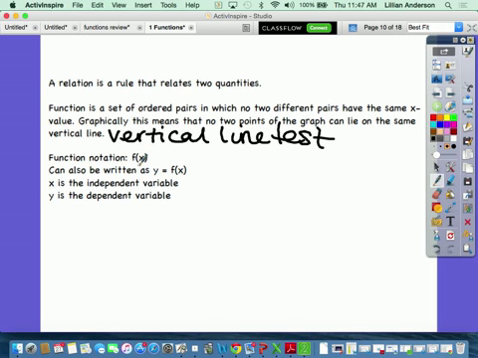It can also be written as y equals f of x. So this is what f of x is. It's y. x is your independent variable, y is your dependent variable. x could be anything else, but y is dependent on it.